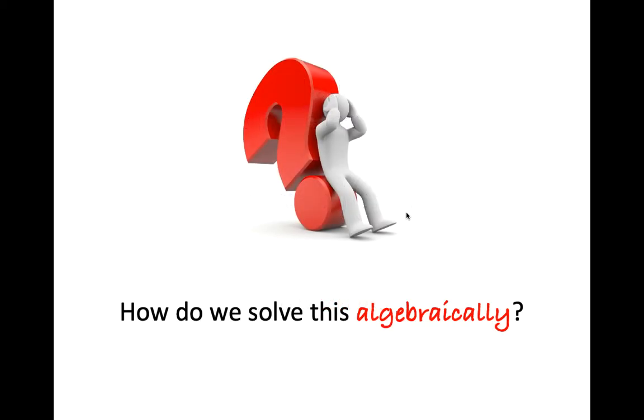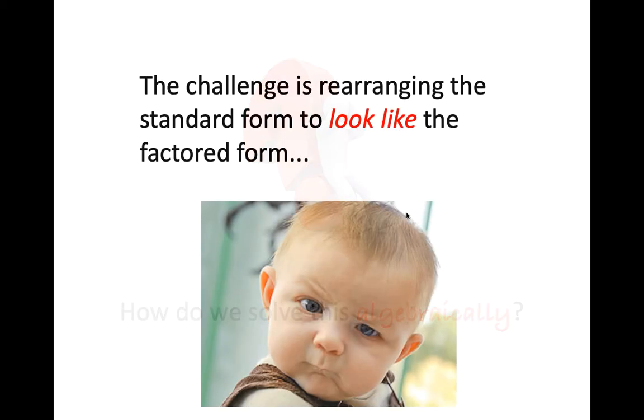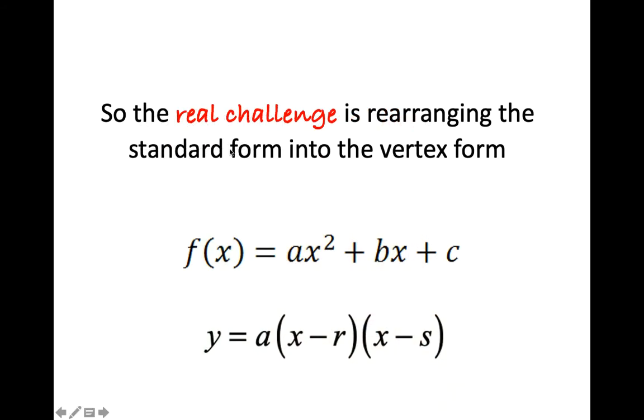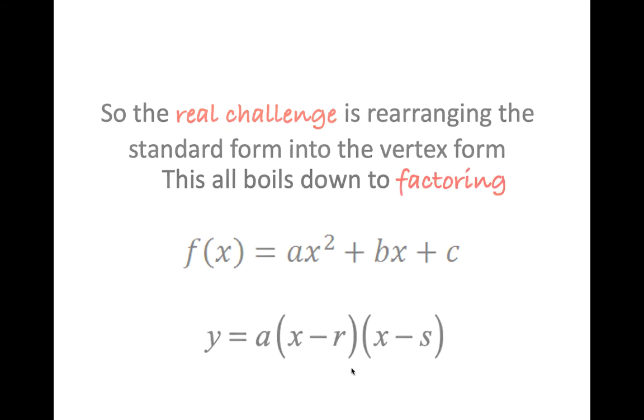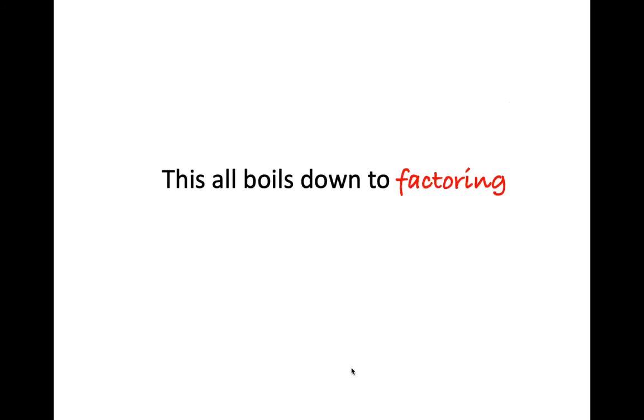But the question really is, how do we solve this algebraically? How do we rearrange the standard form to look like the factored form? How do we take something in the standard version and turn it into this one? And really, this all boils down to something that we call factoring. At least that's what we try first when we're getting ready to do this algebraically.